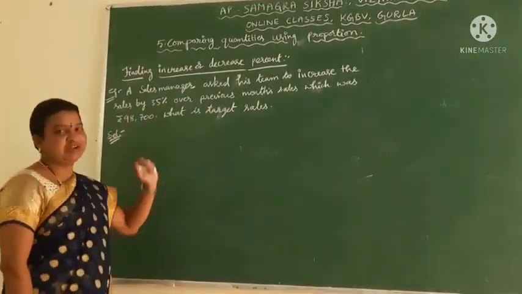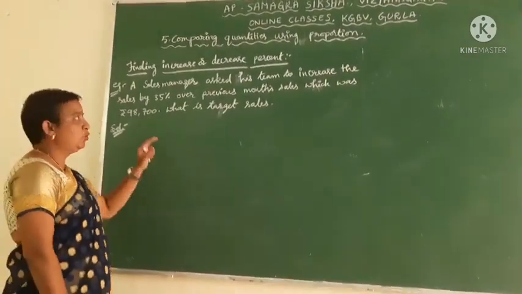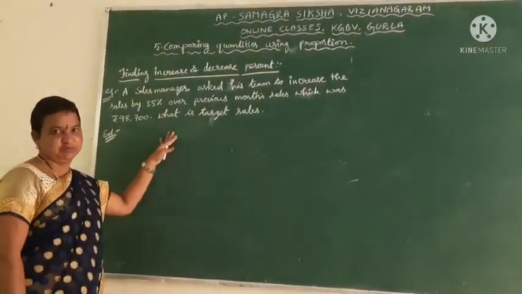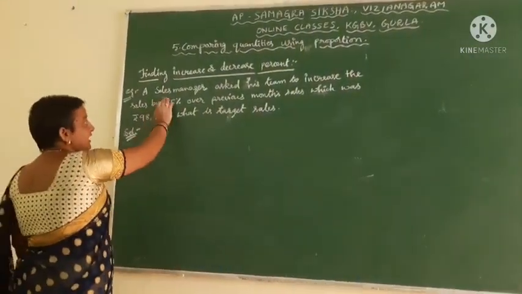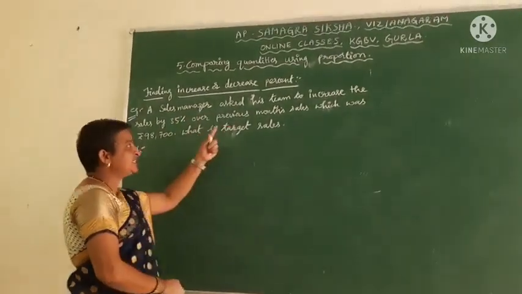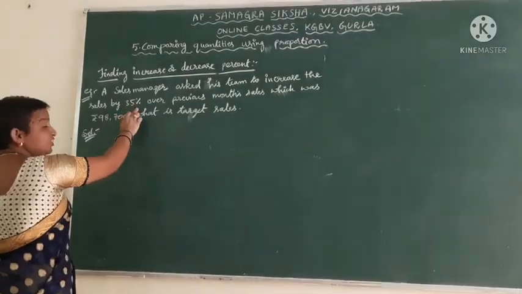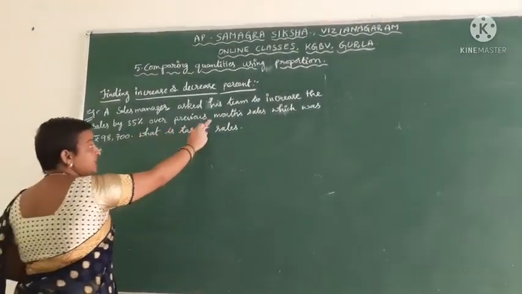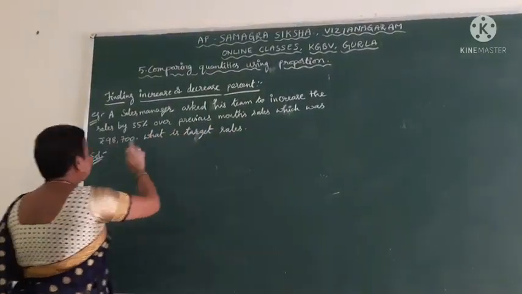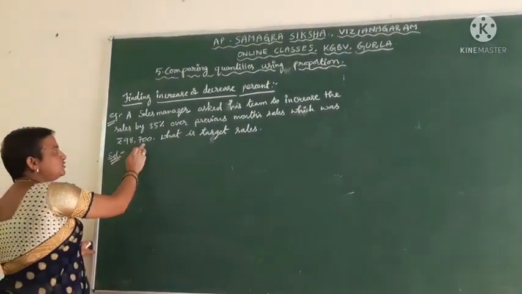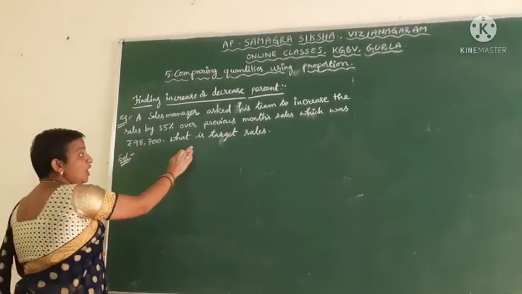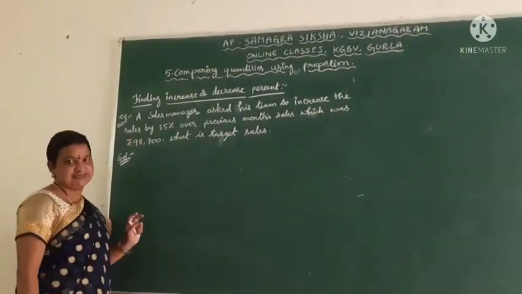Finding increase or decrease percent. Okay, we can explain this with an example. The example: a sales manager asked his team to increase the sales by 35% over previous month's sales, which was rupees 98,700. What is the target sales?